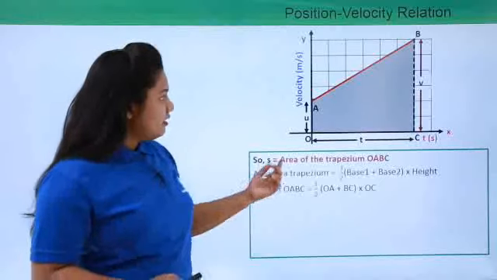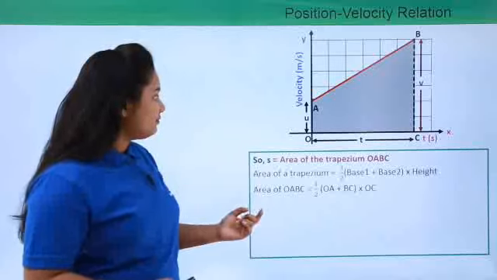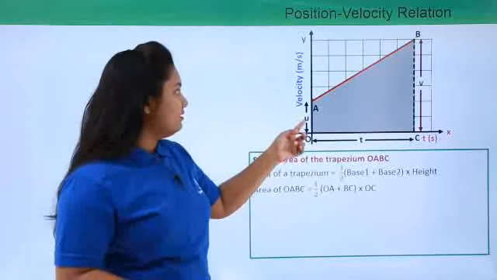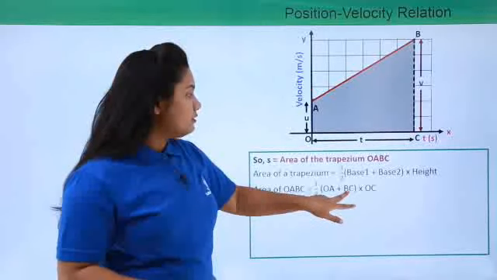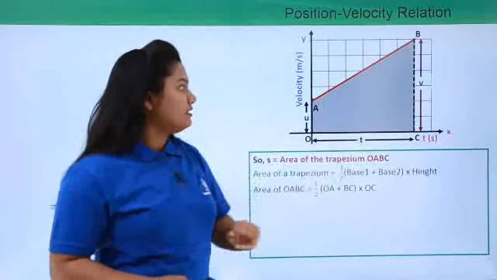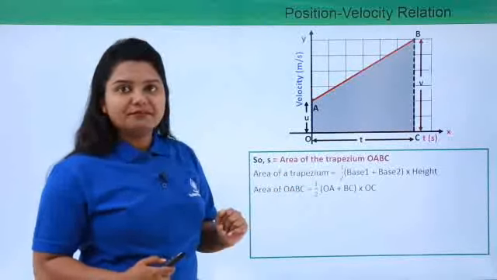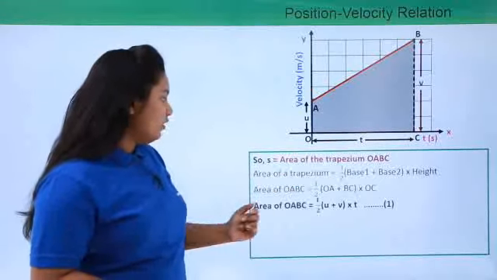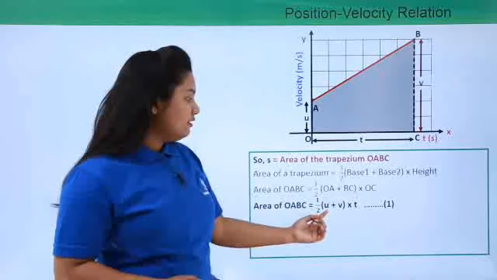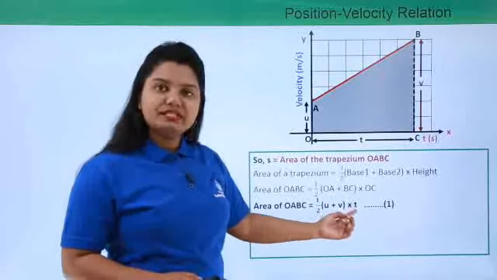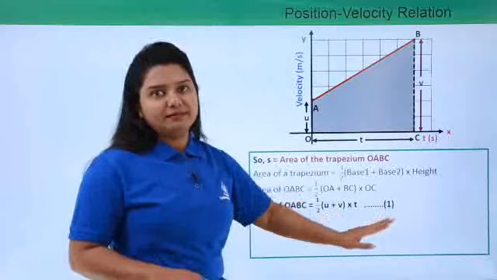Now we will put all the values in this expression. OA, we already know, is u, which is the initial velocity, and BC is the final velocity of the body, and OC is the time taken by the body. So on putting all these values, we have area of OABC equals half (u plus v) into t. Let us take this as equation number 1.